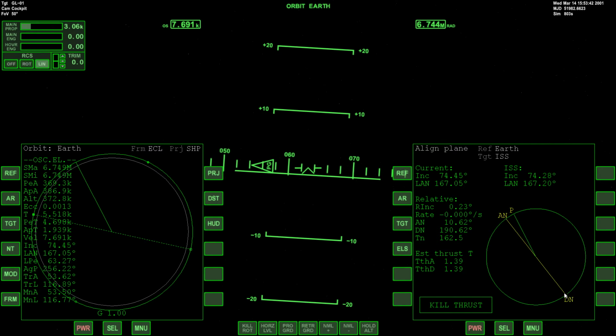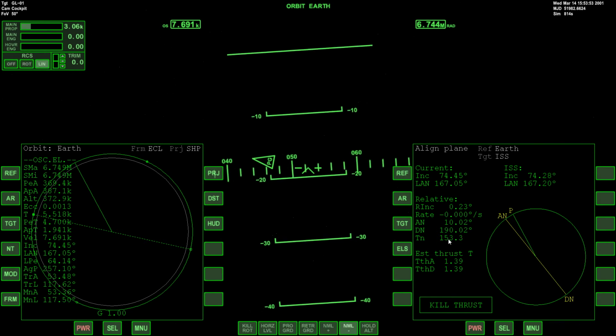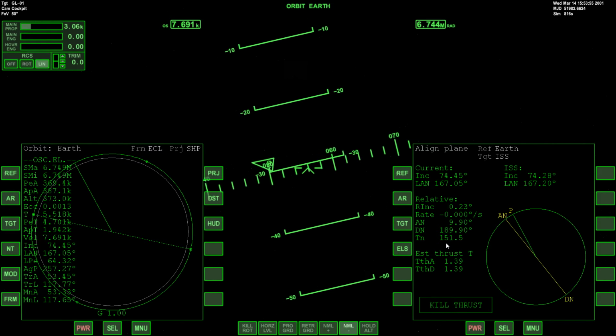If it's at the descending node, then I just use the normal autopilot. So since we're going to do it at the ascending node, we'll use the anti-normal autopilot. So I'll go ahead and engage that. We also would like to know, when do we do the burn?